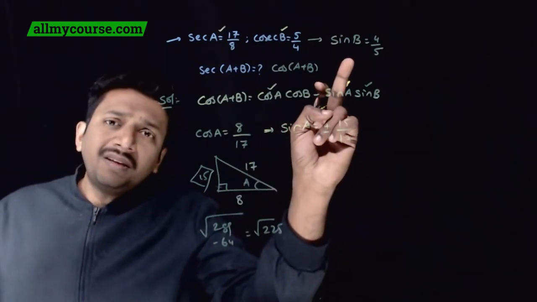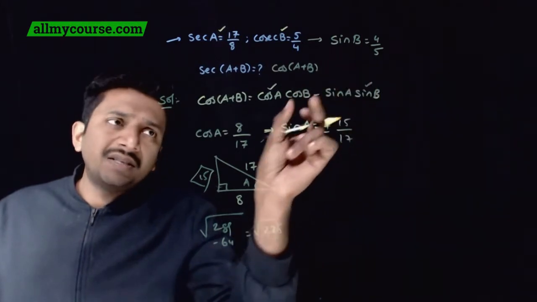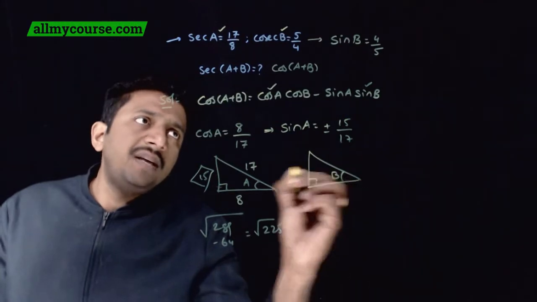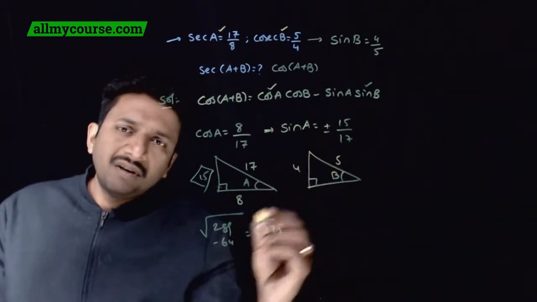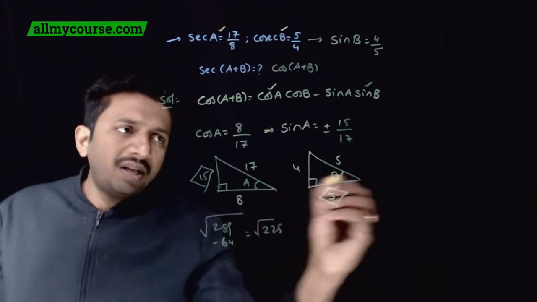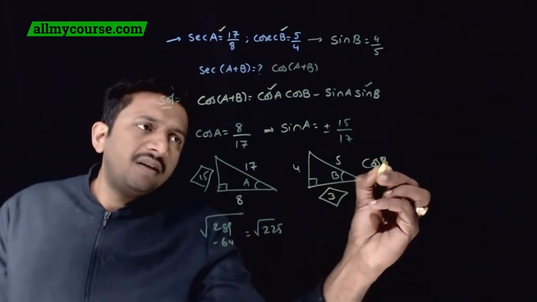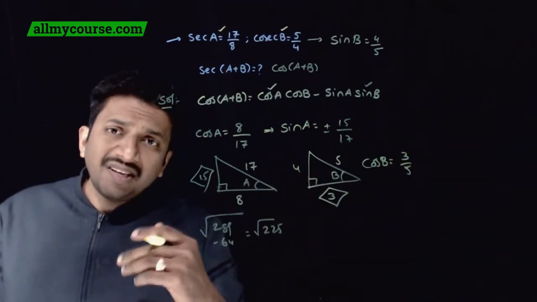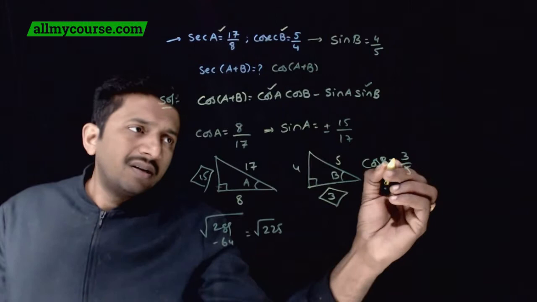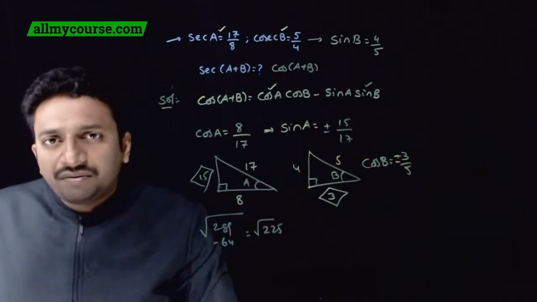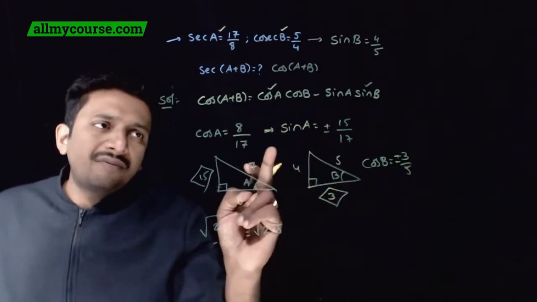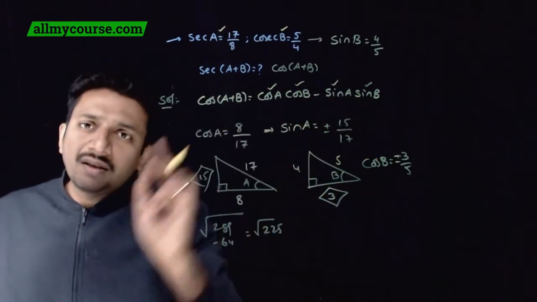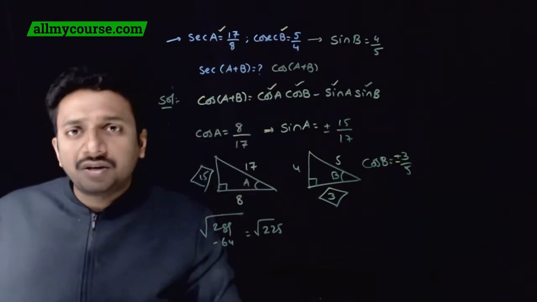Next, from the information of sin B, let us try to find cos B. So for this, the right angle triangle looks like this. If this is B, sin is 4 by 5. From Pythagoras theorem, the other side will be equal to 3. So cos B is equal to 3 by 5. But triangle method doesn't give you the sign because B can be in any quadrant. So cos B is equal to plus or minus 3 by 5. So once you have cos B and sin A also, you just need to plug these values in this formula to get the value of cos of A plus B.